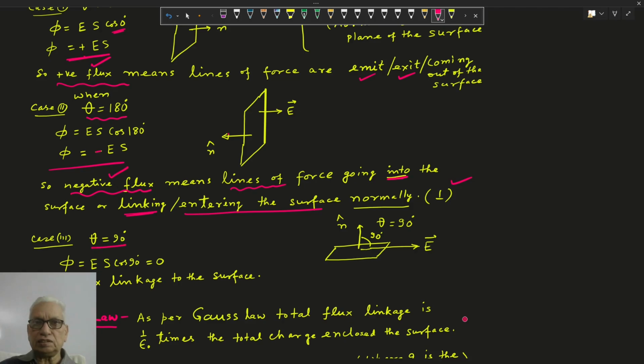Suppose theta is 90 degrees. It means the electrical field and the normal unit vector to the surface are perpendicular, at an angle of 90 degrees. cos 90 is 0, so there is no flux linkage with the surface.